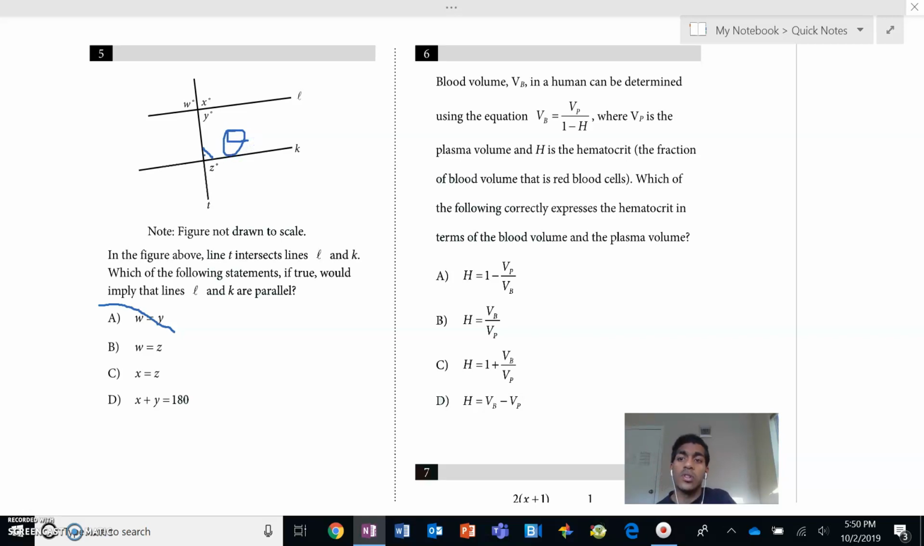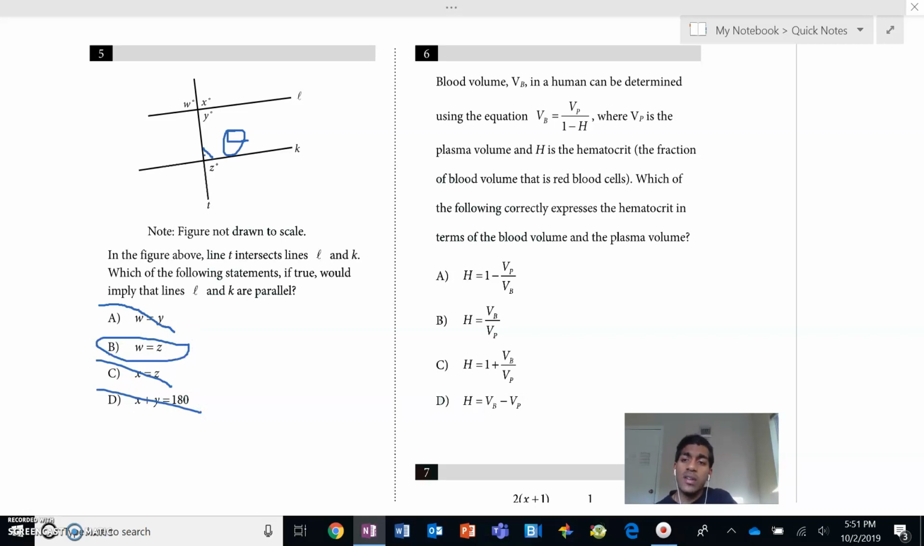Since X has got to be equal to theta, it's got to be equal to 180 minus Z. So X minus Z goes out the window too. And now the last choice, X plus Y equals 180. That just tells me that there is a flat line. That just tells me T is a line and it's been cut by L. It tells me nothing about L and K, so I get rid of that too. And there's my final answer.